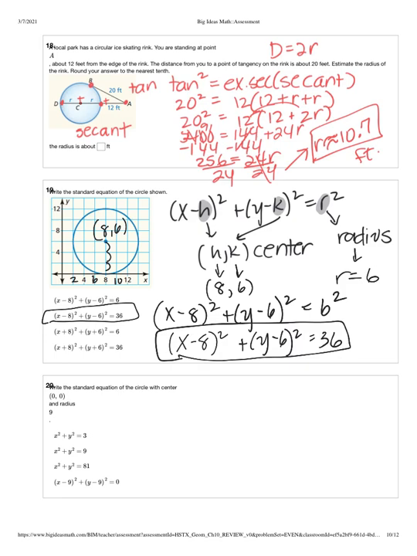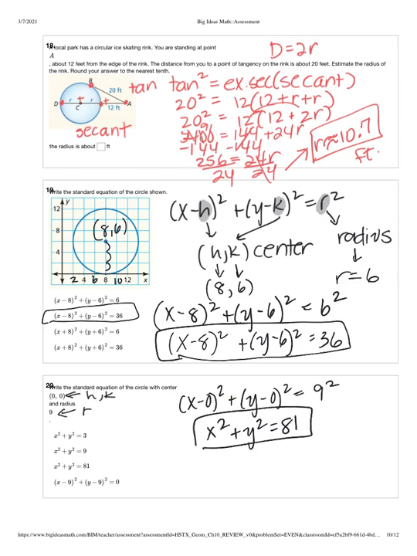All right, let's go backwards. Write the standard equation of the circle with the center at 0, 0. So that's our H and K, radius 9. So that's just going to be x minus 0 squared plus y minus 0 squared equals 9 squared. And then when we simplify that, here's our equation.